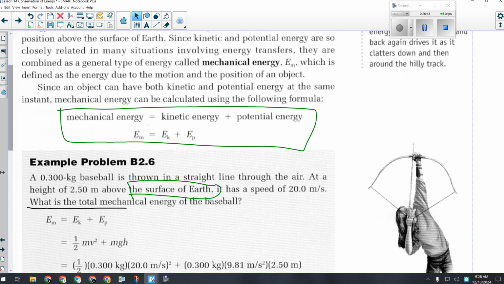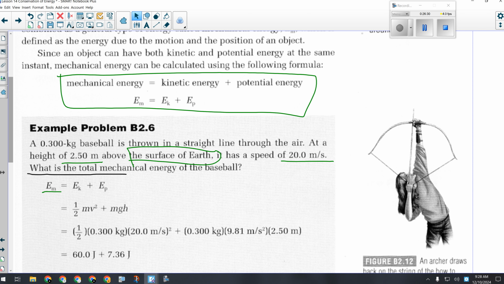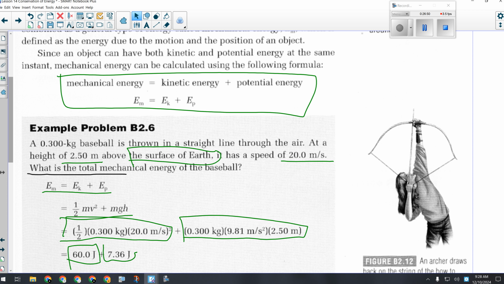Does it have potential energy? Does it have kinetic energy? How do I figure out how much mechanical energy it has? Add them together. So all I do is punch in my numbers here. I know that mechanical energy is kinetic plus potential. I know these are my two formulas because we've been using those for over a week. 1/2 times 0.3 times 20 squared gets my kinetic energy. That's 60 joules, so most of the energy of the ball is kinetic. And then 0.3 times 9.81 times the height, 2.5 meters, gives 7.36 joules worth of potential energy. Add those two together and you get 67.4 joules worth of mechanical energy.